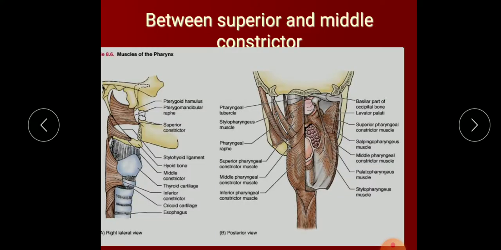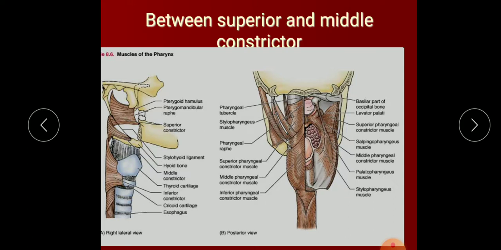So now look at the structures that are passing between the superior and middle constrictor. Just remember, you find 2 structures. One is the stylopharyngeus muscle, and this stylopharyngeus is supplied by the glossopharyngeal nerve. So these 2 structures: stylopharyngeus and glossopharyngeal nerve. Have you heard this muscle before, stylopharyngeus? Where? Yes, it is in relation to the longitudinal muscles of the pharynx.